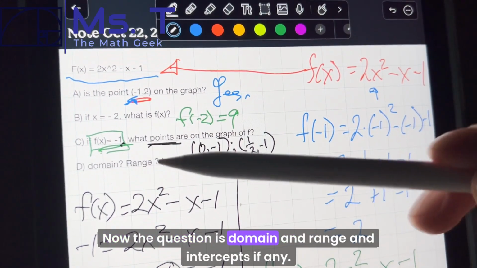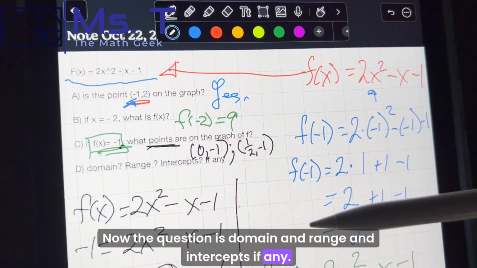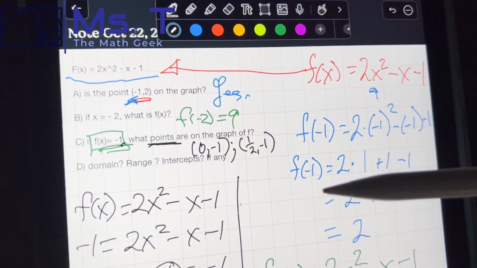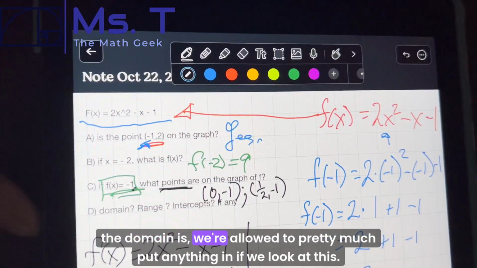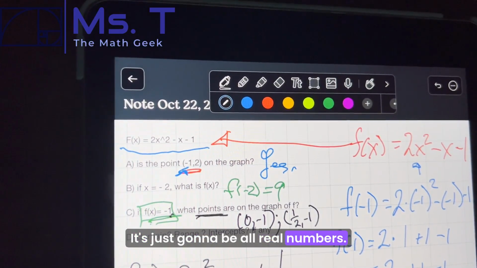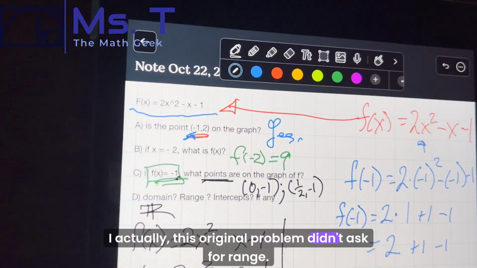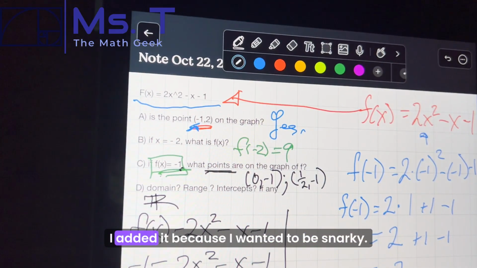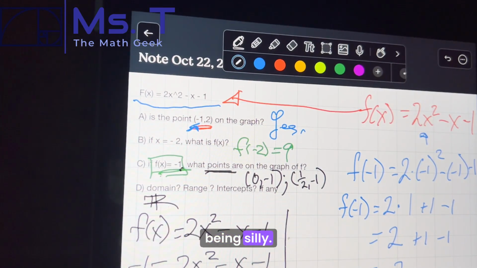Now the question is domain and range and intercepts, if any. So the domain is, we're allowed to pretty much put anything in. If we look at this, it's just going to be all real numbers. And the range is a parabola. This original problem didn't ask for range. I added it because I wanted to be snarky, being silly.